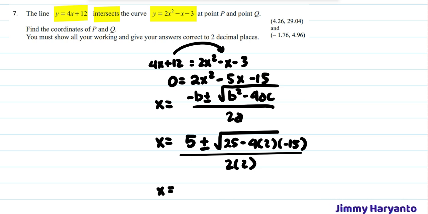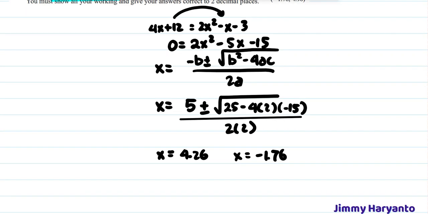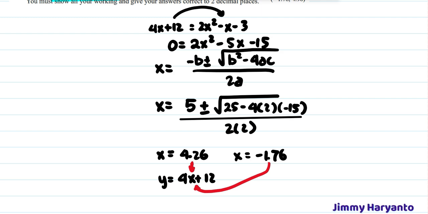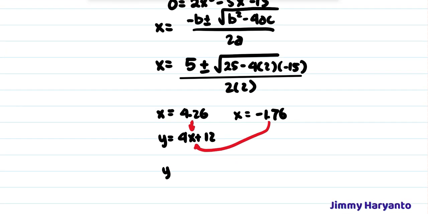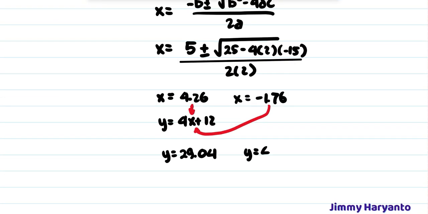You'll get 4.26 for this one, and the other one is negative 1.76. And then after that, the question wants you to find the coordinates, right? Not only the x, but the coordinates. That means we need the y also. So we have y equals 4x plus 12 from before. You only have to input this into the x, and you input this also into the x, you'll get the y. For the first one, the y is 29.04. For the second one, the y is 4.96.